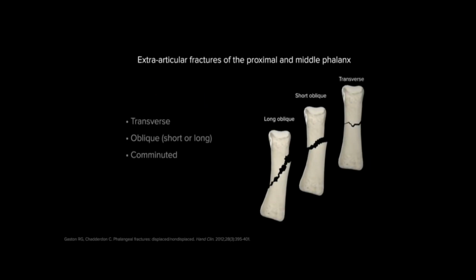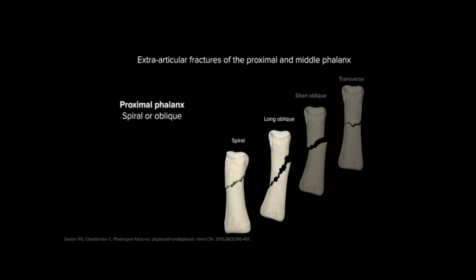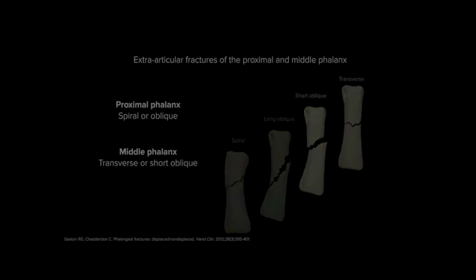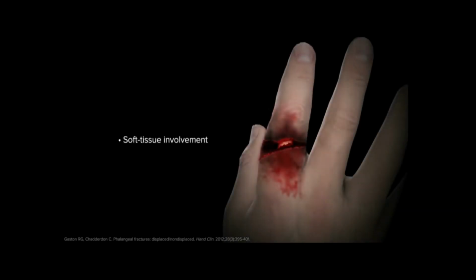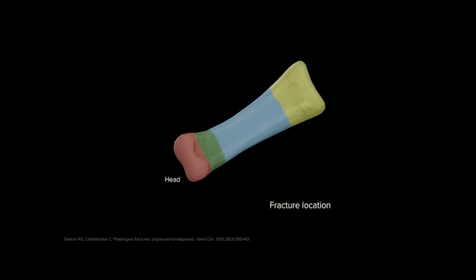Extraarticular fractures of the proximal and middle phalanx are transverse, short or long oblique, or comminuted. Most commonly, fractures are spiral or oblique in the proximal phalanx and transverse or short oblique in the middle phalanx. Further classification includes soft tissue involvement, whether the fracture is closed or open, and also fracture location, either at the head, neck, shaft, or involving the base.